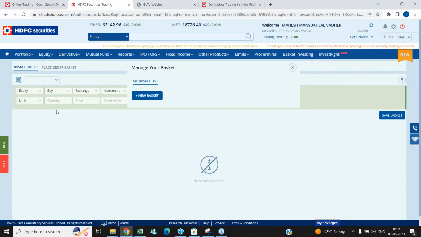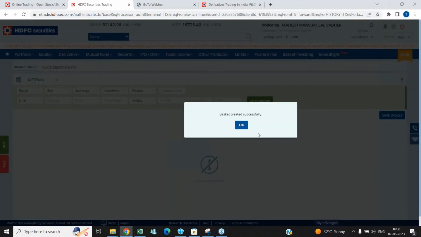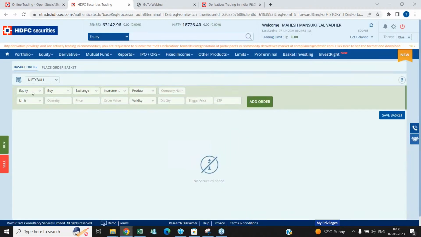So once you click on basket order functionality, you will be asked to name the basket. Suppose you want to do Nifty bull call spread, you can name the basket Nifty bull call spread, and save this basket. So once you have saved the name of the basket, add all the legs which are involved in this strategy. So I want to buy Nifty 18,700 call. So I will select buy. I will select option index and underlying Nifty.